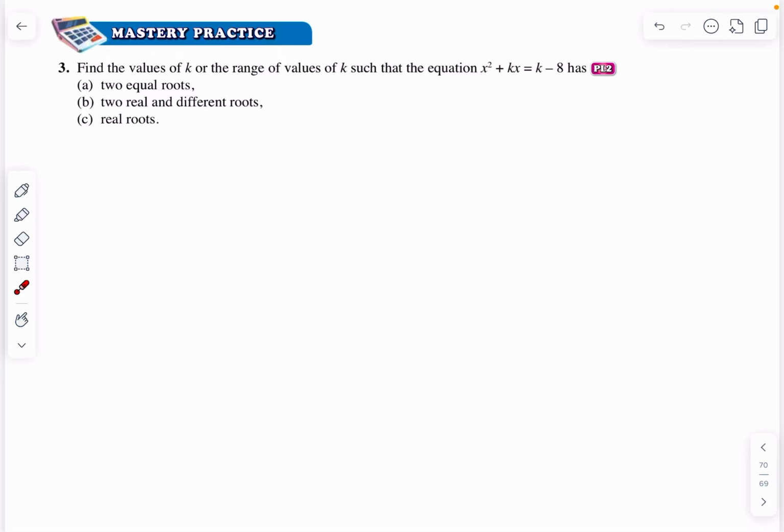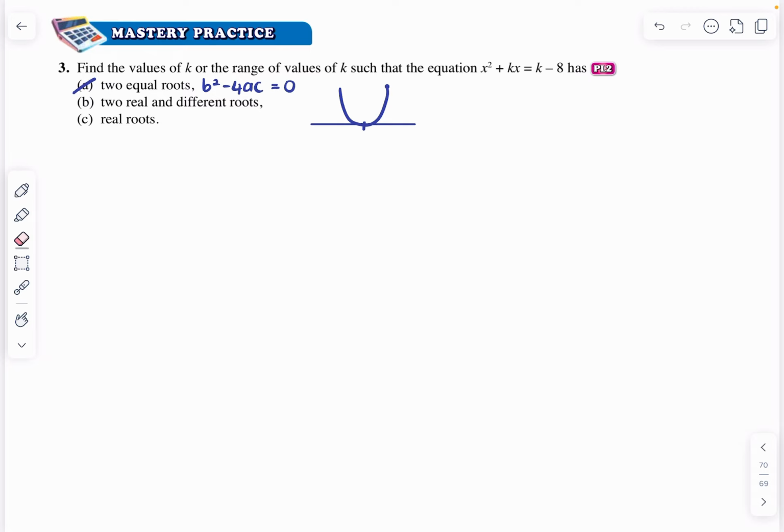Question 3. Find the values of k or the range of values of k such that this equation has A, two equal roots, B, two real and different roots, C, real roots. Right. So let's look at A first. Equal roots means your graph touches the x-axis at only one point. So the equation would be b square minus 4ac equals 0.